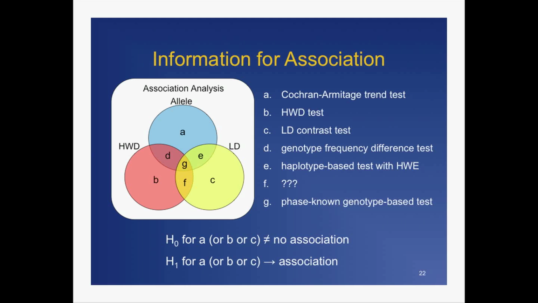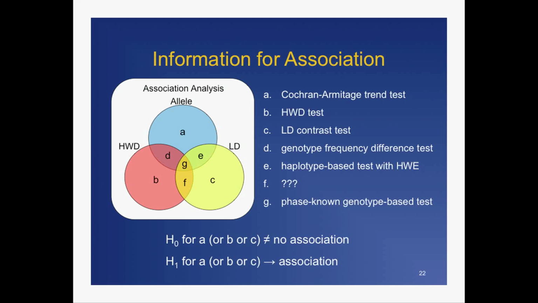For SNPs, that gives you 2 degrees of freedom. Here you've got the haplotype-based test, but assuming Hardy-Weinberg equilibrium. Nobody's ever suggested doing this, probably for good reason. It's probably useless. But this here is the phase-known haplotype genotype test.